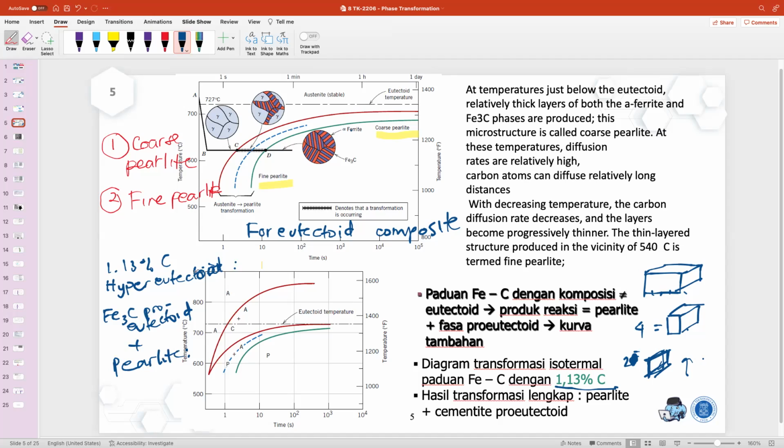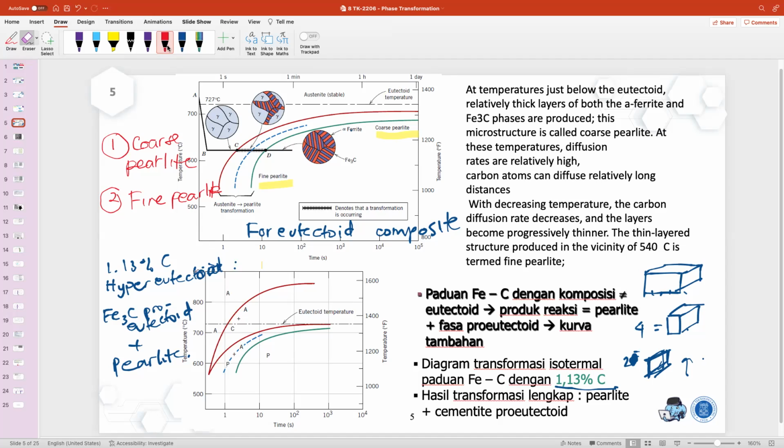If you look over here, this would be the eutectoid temperature. Here you will have some curve, but in this area you will have austenite and also the cementite. The cementite will first occur because it's a proeutectoid cementite here. After that, if we hold the temperature, all the remaining austenite will become pearlite.